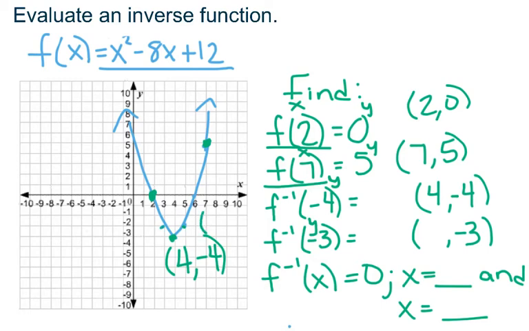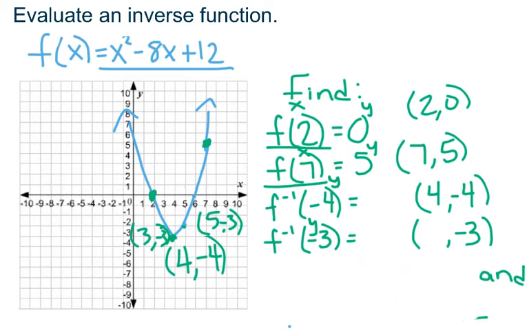So this point over here, (3, -3), oh, this is getting ugly. And then this point is (5, -3). Let me just erase this one down here. So you're actually going to have 2 points because there's 2 points on the graph that have a y-coordinate of negative 3. x is 3 when y is negative 3, and x is also 5 when y is negative 3.